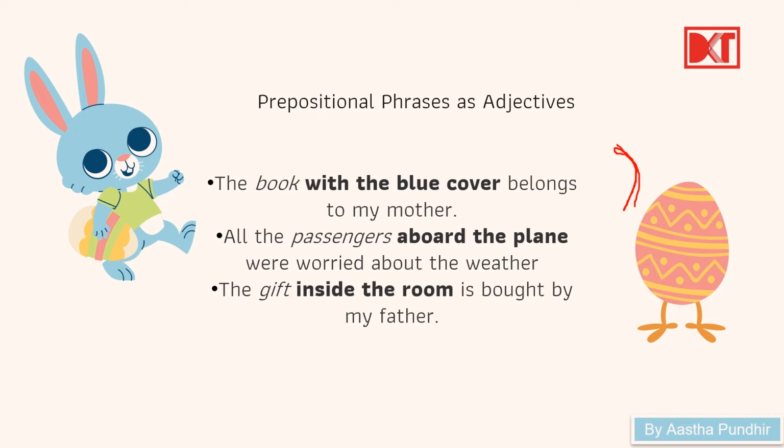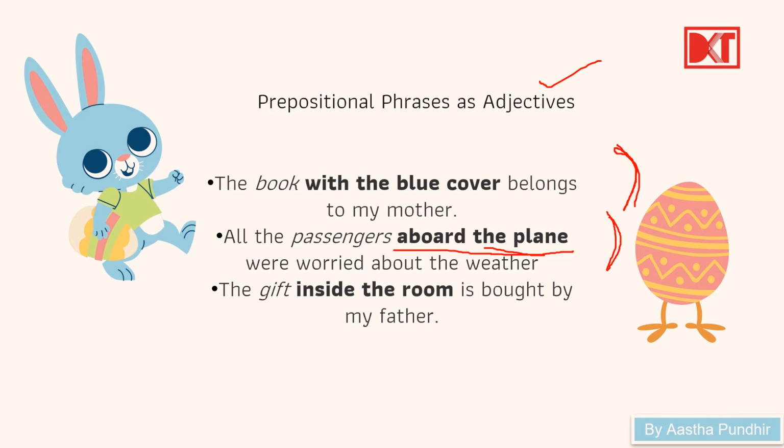Then we have all the passengers aboard the plane. Now here the preposition is aboard, and the plane is the object, which is a noun. So the object could be a noun, pronoun, or gerund clause. So here we have a noun, aboard the plane. And this prepositional phrase, aboard the plane, is doing what? Is doing the job of an adjective by describing what? Describing these passengers.